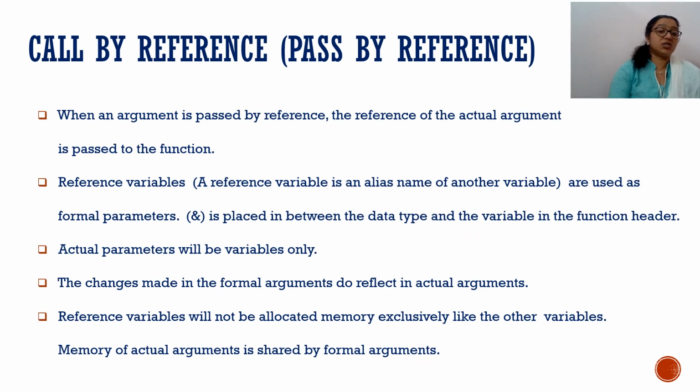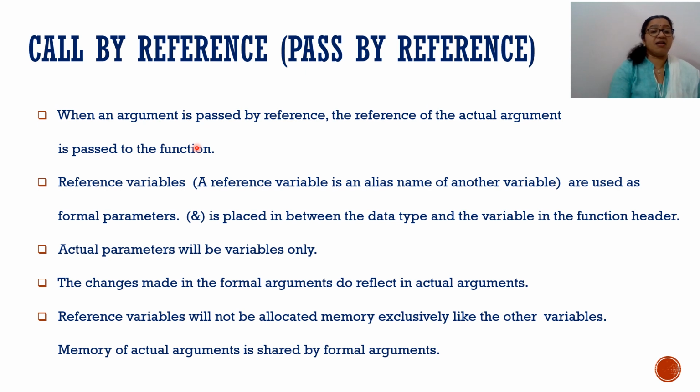So now we can check what is called the call by reference method, or pass by reference. See the points here. When an argument is passed by reference, the reference of the actual argument is passed to the function. When it's called by value, the value of the actual argument is passed to the formal one. Here, reference means the memory address of that variable is passed to the formal one. That is the difference between call by value and call by reference.